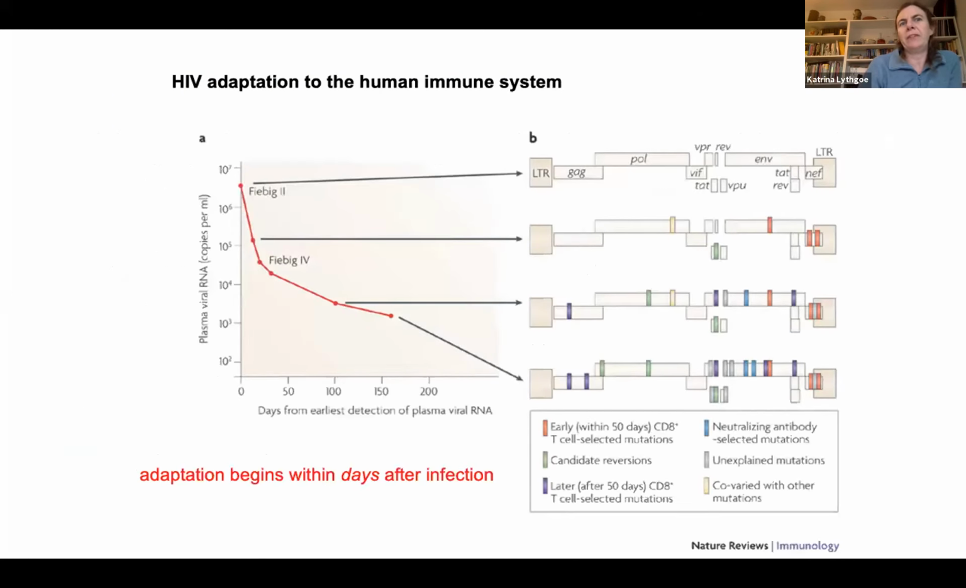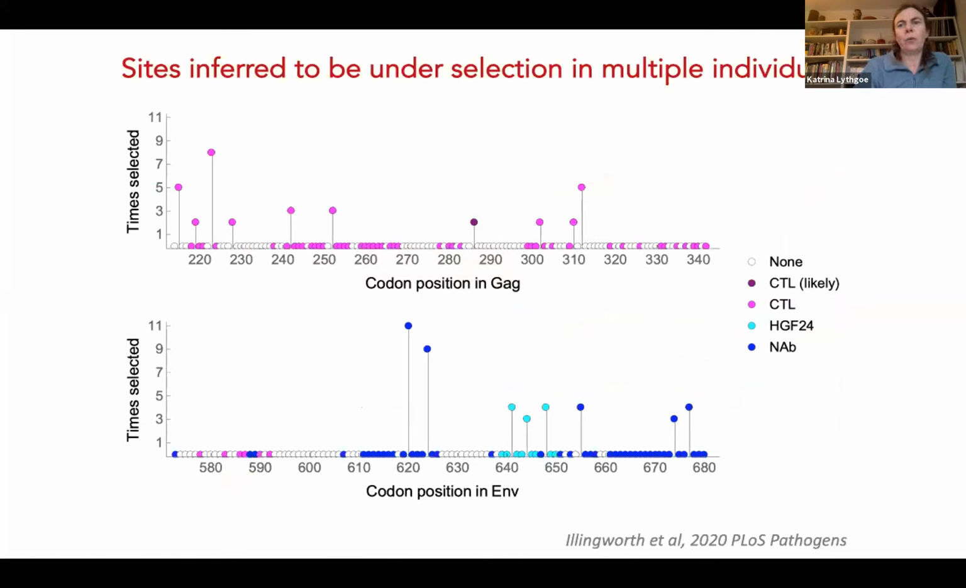So for example, we can look at HIV adaptation to the immune response. When somebody is infected, adaptation actually can begin really soon after infection, so in very early infection and in acute infection. And we see escape from CTL, and we see escape from neutralizing antibodies. But what we also see is that this selection carries all the way on into chronic infection. Here we're looking at two sites of the genome, one in GAG and one in ENV, and we can see that we repeatedly see CTL escape mutations in individuals in GAG, and we repeatedly see antibody escape mutations in ENV.